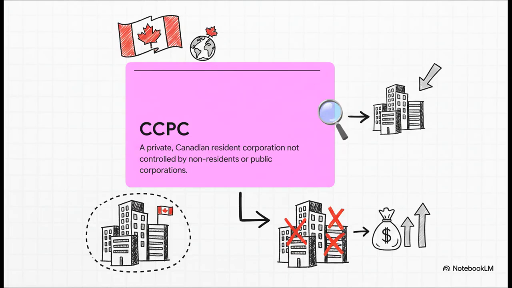So to earn that CCPC status, a corporation has to check three boxes. One, it has to be a private corporation. Two, it has to be a resident of Canada, which we just covered. And three, this is the big one, it cannot be controlled, either directly or indirectly, by non-residents or by public companies. And that word control is what it all hinges on. In the tax world, that almost always means holding more than 50% of the voting shares.